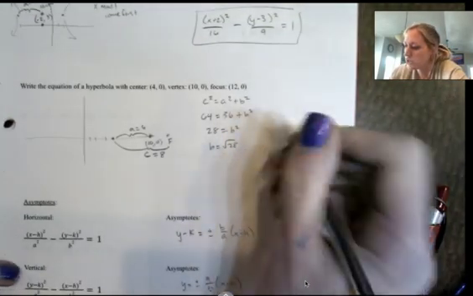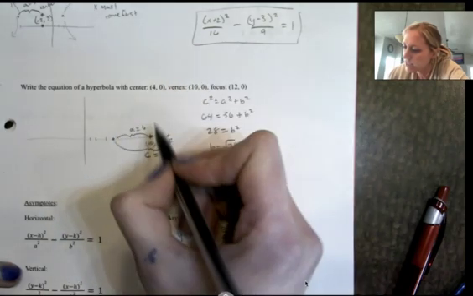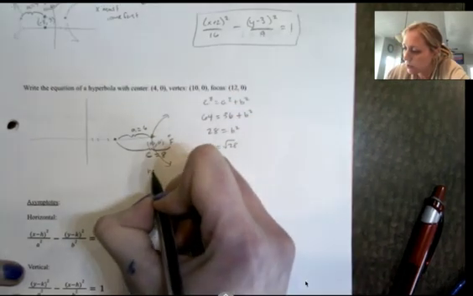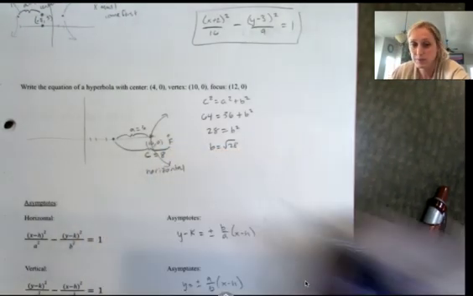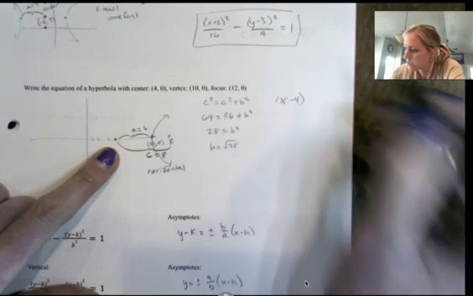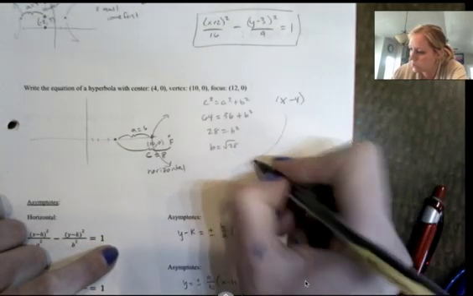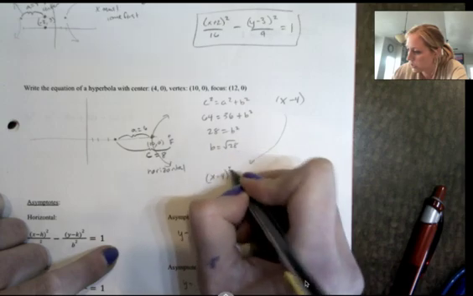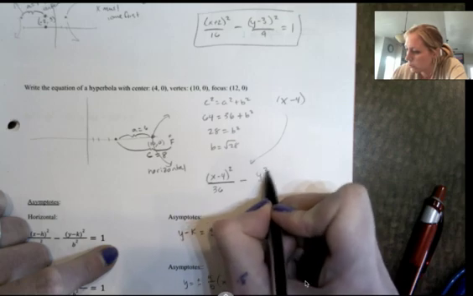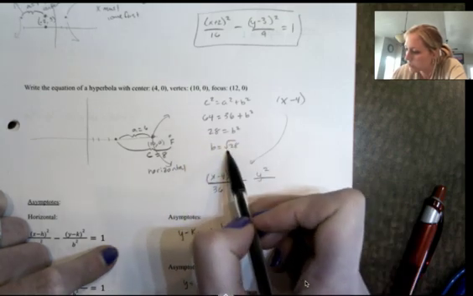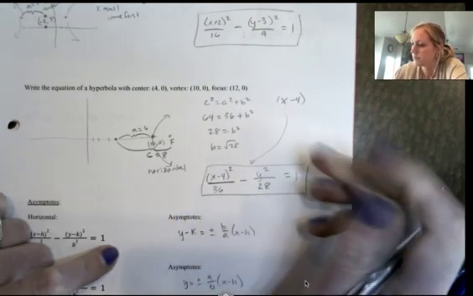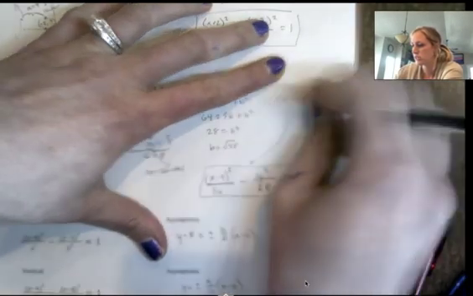Okay, so in the equation, again, because the curve must go around the focus, it's horizontal. And so x must come first again. So we're going to do x minus the x center, which was 4. Sorry, I'm running out of room. Let me do this down here. So we got x minus 4 squared over a squared, 36, minus y squared over b, which we got was square root of 28, and then squared is 28.